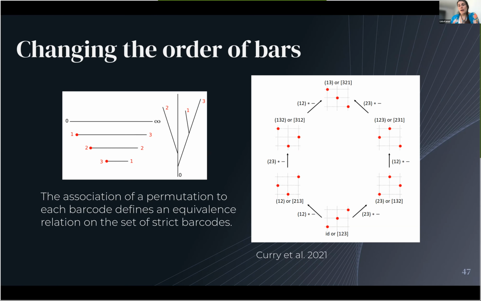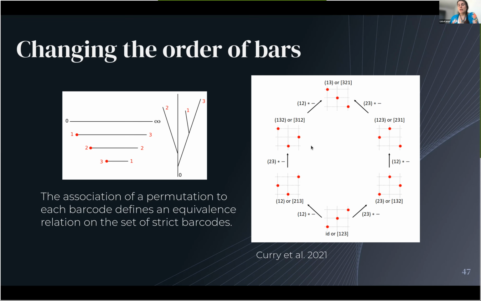So what happens here is, if we take the barcode, we can order each bar depending on the birth time, and then we can assign a permutation from that on the death times. So the death times are practically a permutation of the birth times in the underlying structure. And each barcode can be associated with a number of possible trees that it can realize. And I'll go back to that in the next slide.